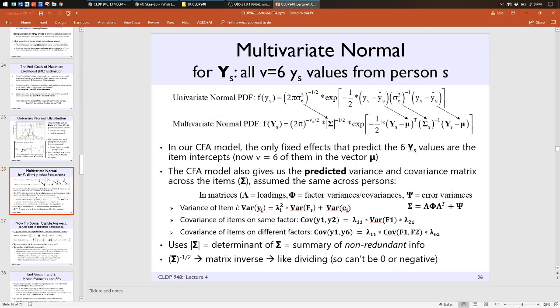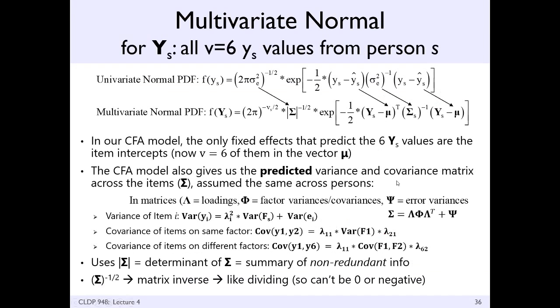Back to this. So we've replaced this idea of residual variance for a single item with a covariance matrix for all of them. The bar around it is a term called the determinant. Roughly speaking, it summarizes how much non-redundant info is in the matrix, and that number then is essentially divided. It takes the matrix inverse in the formula.